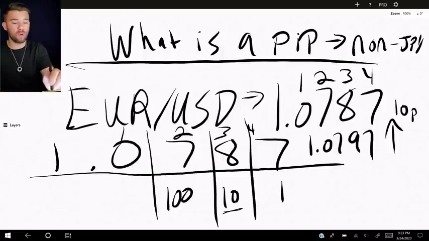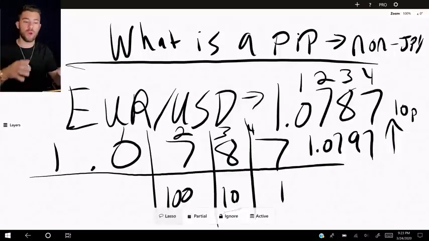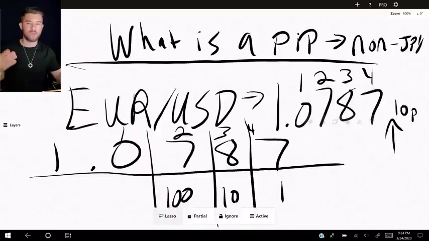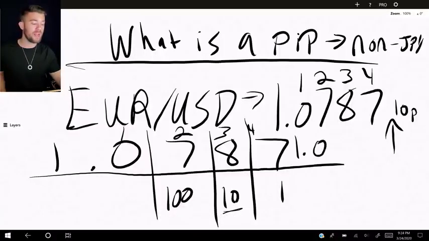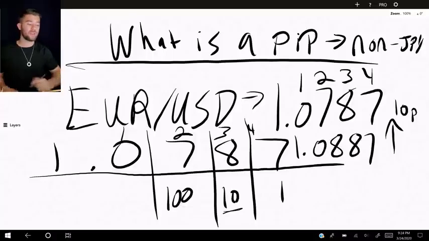Now, let's do one more number to make sure you understand this, and we'll go through one more currency pair to really make sure you have a good grasp on this. This is the foundation of any trading career. So let's do 1.0887. Can you tell me at this point how many pips did the euro dollar rise?